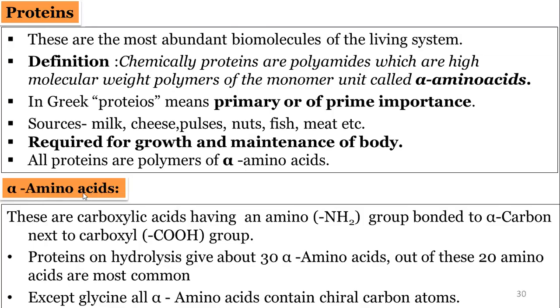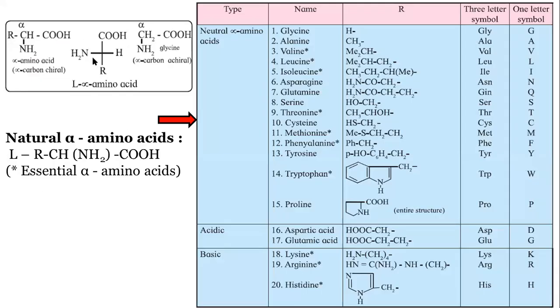Why are these alpha amino acids? Because on the alpha carbon there is an NH2 group. See, if this is a CO, the next carbon is alpha, and to this carbon atom the NH2 group is attached. That's why it is called alpha amino. The amino group is attached to the alpha carbon. That's why they are called alpha amino acids.